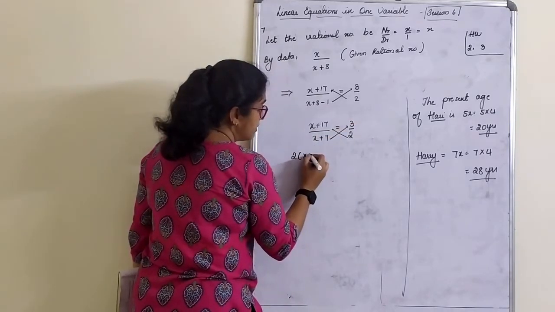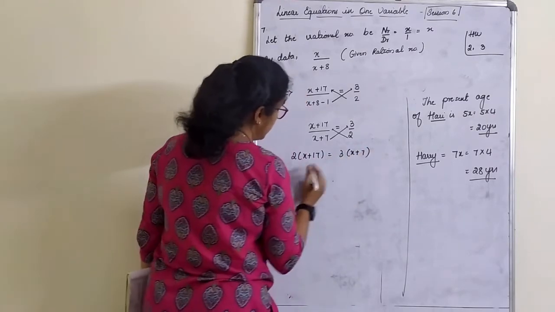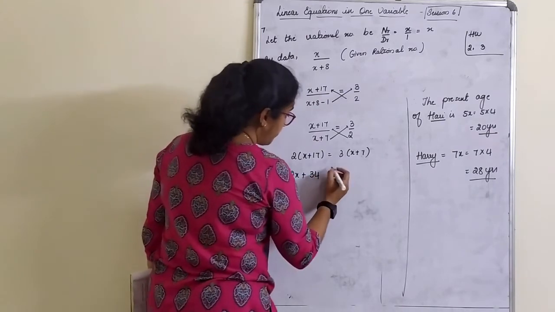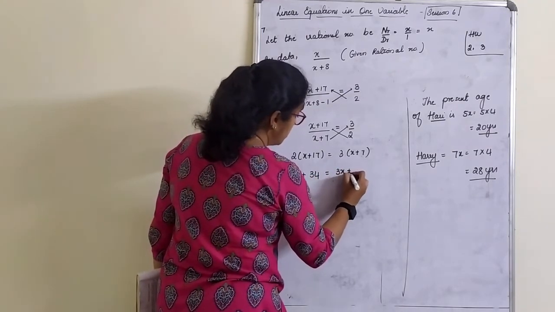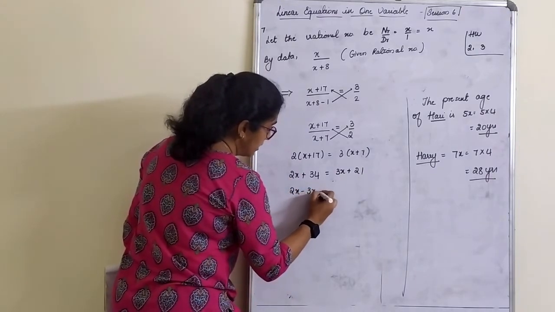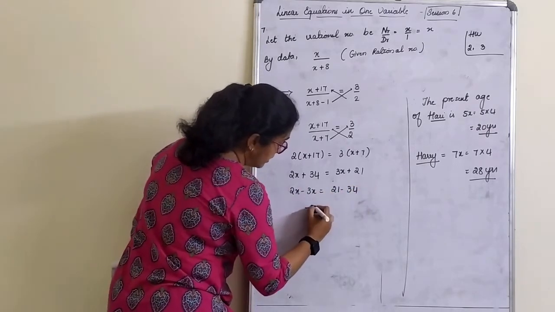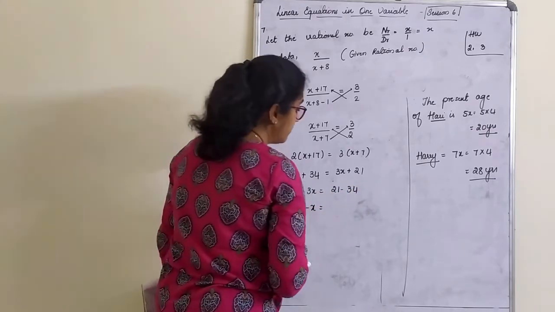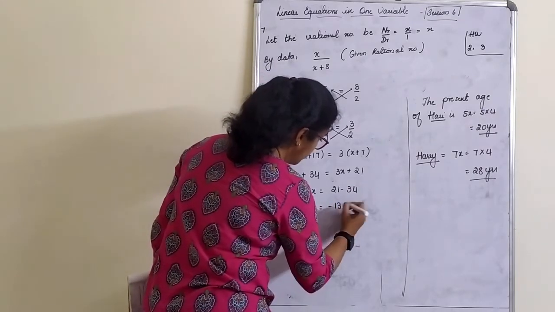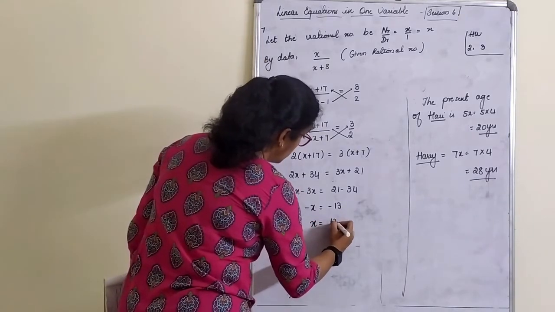So 2 of x plus 17 is equal to 3 of x plus 7. 2x plus 17 twos are 34 is equal to 3x plus 21. 2x minus 3x is equal to 21 minus 34. 2 minus 3x is minus x. 21 minus 34 is minus 13. Right? Therefore, x is equal to 13.